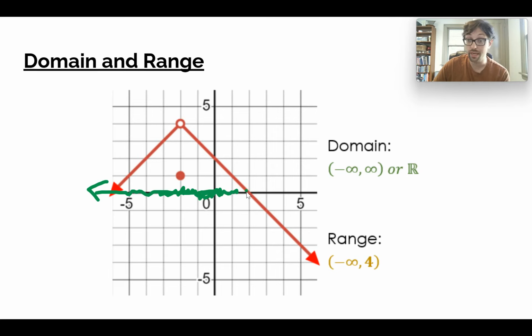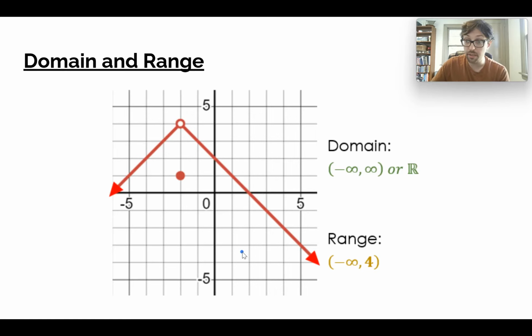Here at 2, we get an output of 0. We're still getting outputs, so that means we're still getting our domain. Here at 3, we get an output of -1. So, yep, that is part of our domain, and we can continue that thinking going forward, that we're always getting these output values down here. So we get a good set of all real numbers for our domain for this function.